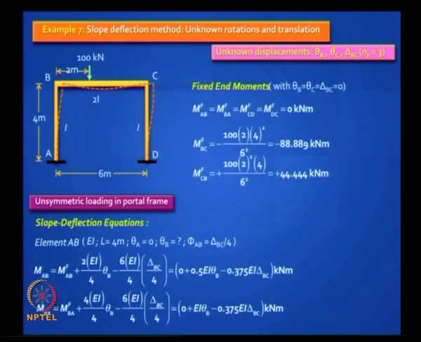Okay. So let us demonstrate for AB. Do you agree with this? MAB is MFAB plus 4 EI by L of theta A is gone because theta A is 0. So you are left with 2 EI by L of theta B minus 6 EI by L into phi. Phi is delta by 4. Is it clear? Likewise, you can write for MBA. MBA will be MFBA plus 4 EI by L theta B minus 6 EI by L into phi, right. Theta C, where is it?